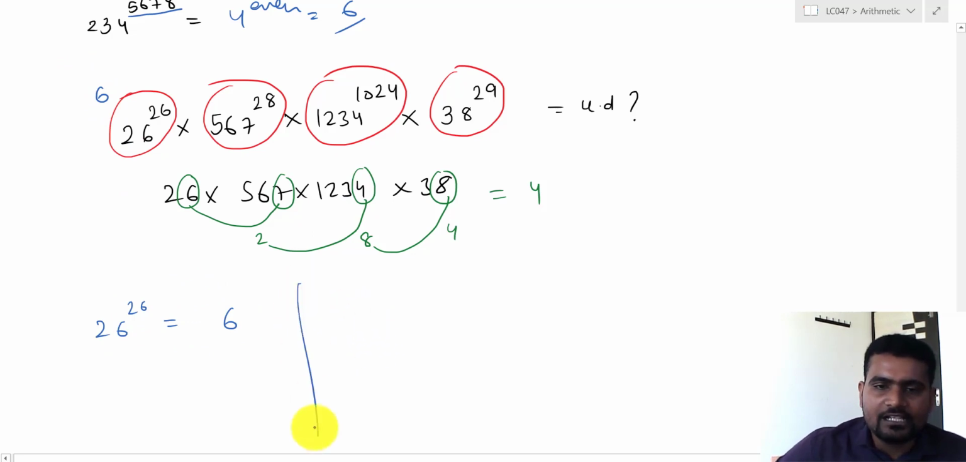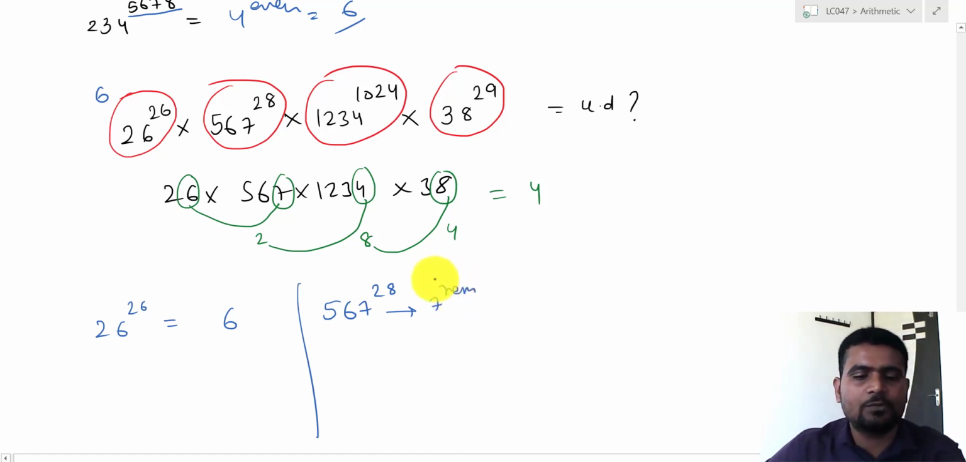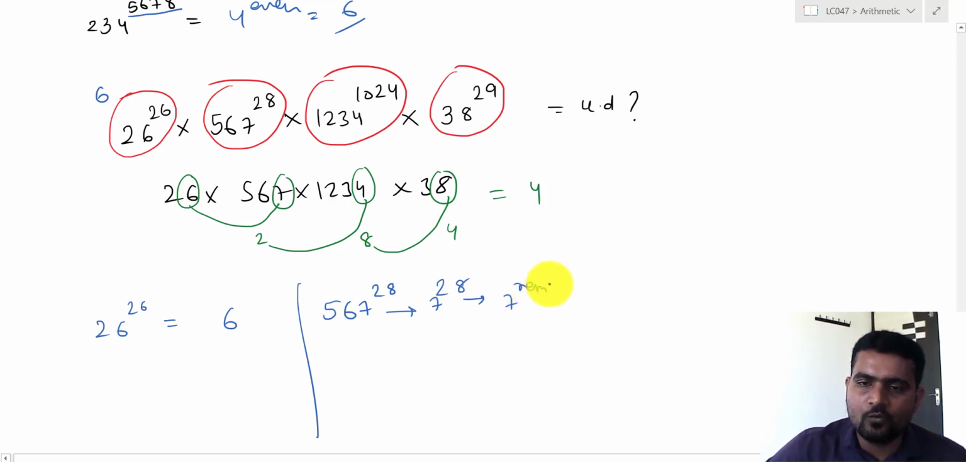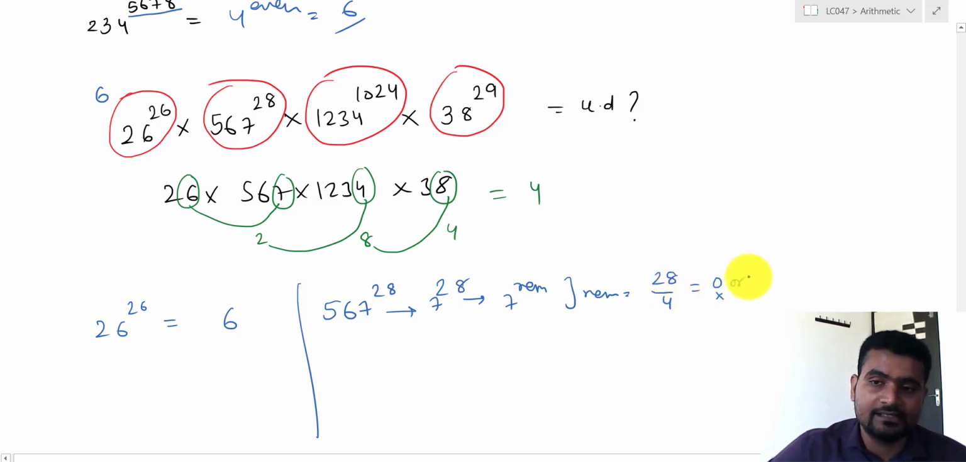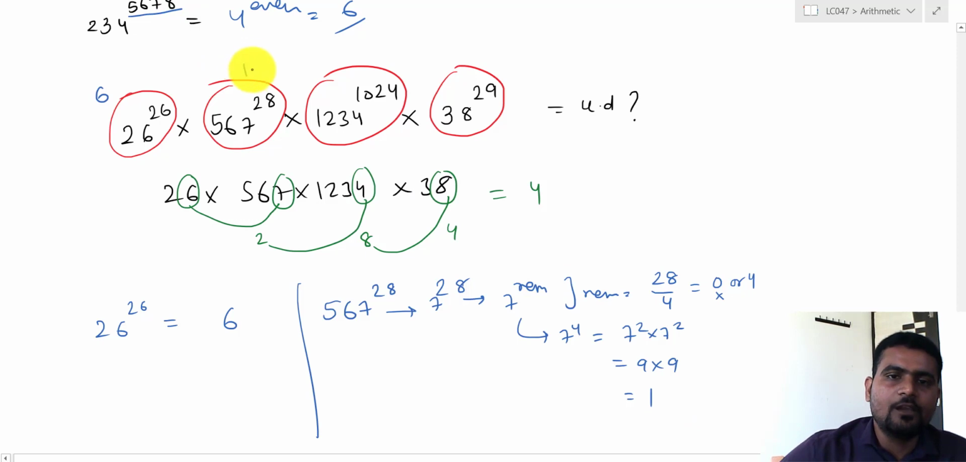Okay, now next one is 567 raised to power 28. It will be the same as 7 raised to power 28, and that will be the same as 7 raised to power remainder, where the remainder is when the number 28 is divided by the cyclicity of 7, that is 4. So the remainder is 0, but we cannot take 0, so we will take the cyclicity itself, that is 4. So it will be the same as 7 raised to power 4, which means 7 square, 9 into 9, so the unit digit will be 1.